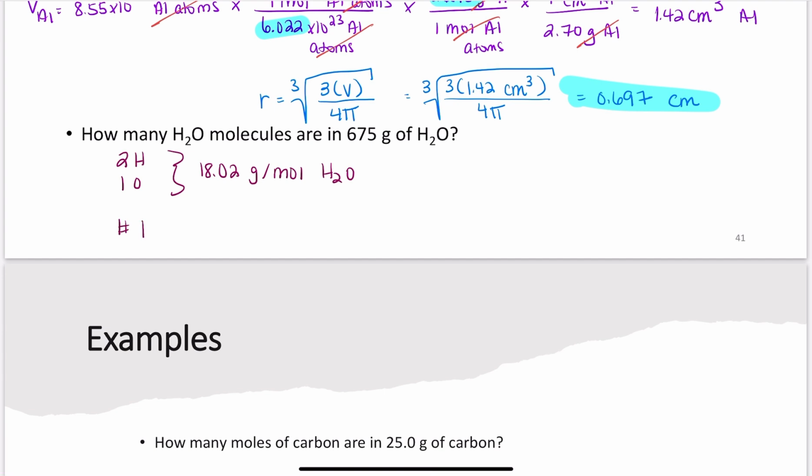What I want to know is how many water molecules I have. And I'm starting off with 675 grams of water.